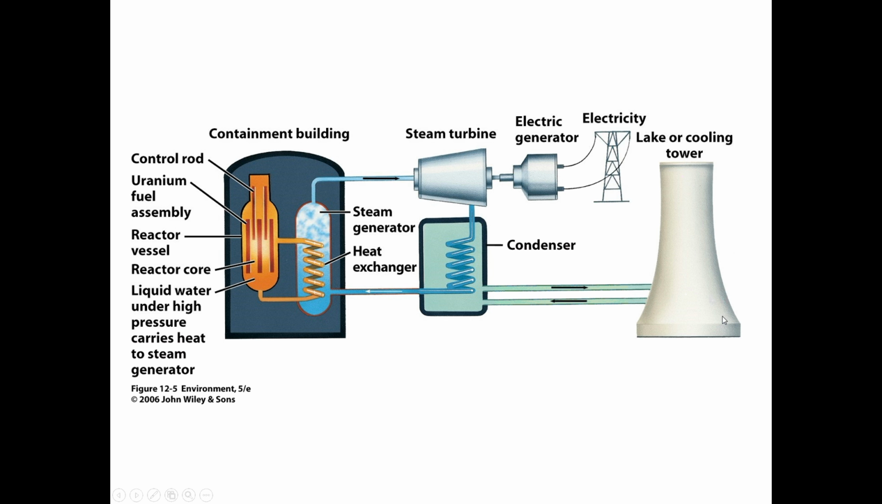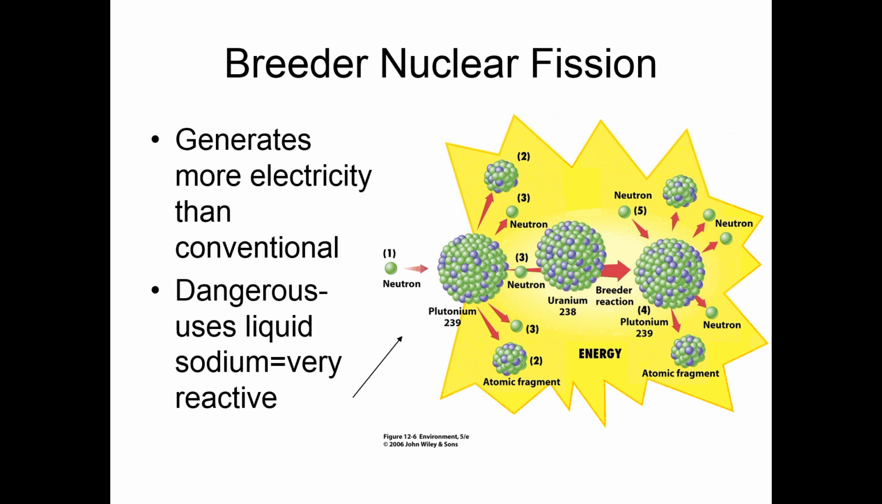Quick reminder, breeder nuclear fission. So breeder nuclear fission, if you remember, is a type of nuclear fission that actually uses plutonium. We don't use breeder nuclear fission in the United States, but it's a good type of fission to use because the waste product can be reused almost in the reaction itself. So you see the plutonium-239, same idea here.